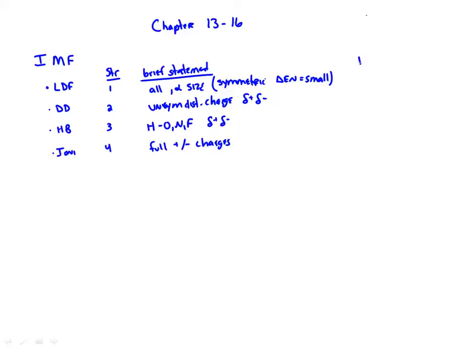And then you should be able to draw one example of each. An unsymmetrical distribution of charge, and it really should be asymmetrical. It's probably a better term than unsymmetrical, even though I guess both are the same. Then you should be able to draw one example.